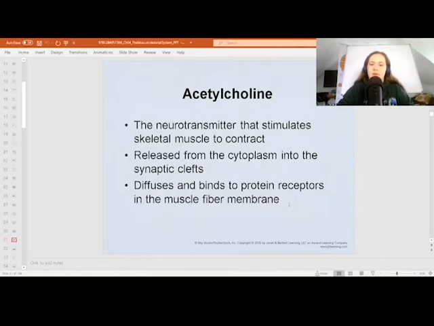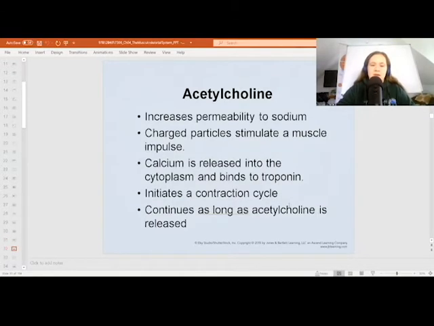Acetylcholine is the neurotransmitter that stimulates skeletal muscle to contract. This is released from the cytoplasm into the synaptic clefts. It diffuses and binds to protein receptors in the muscle fiber membranes. This increases permeability to sodium. Charged particles stimulate the muscle impulse.